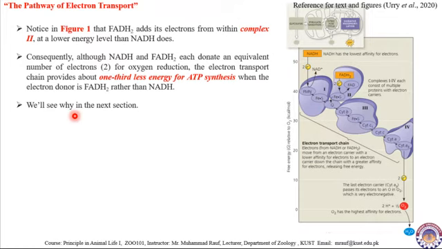We will see why in the next section. When we discuss chemiosmosis, then we will see why the FADH2 molecules help in the production of a lesser amount of ATPs as compared to NADH. Now the electron transport chain makes no ATP molecules.